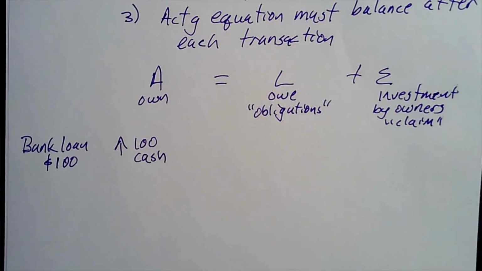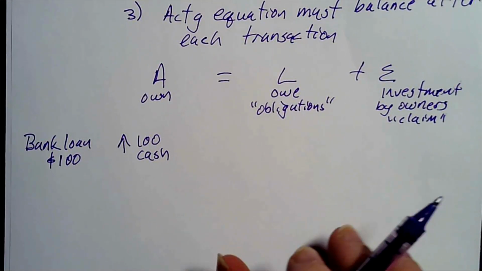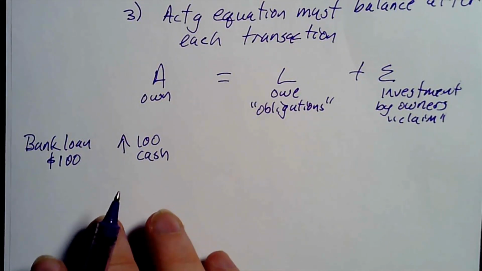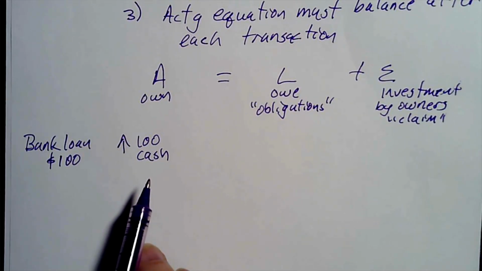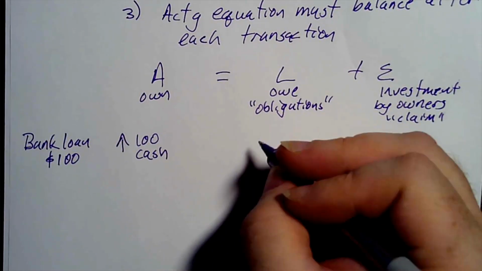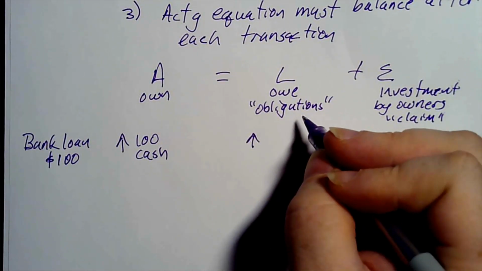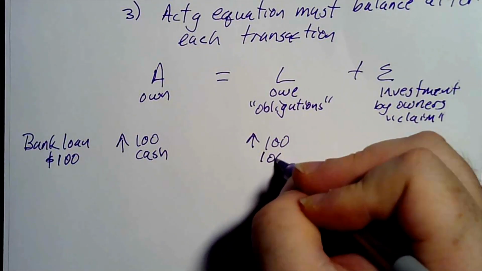Now, remember, the accounting equation must balance. Does it balance? No. One side is $100 more than the other side because there's nothing on this side. Well, if the company stopped today, if we took out the loan and we stopped, wouldn't we have to pay the $100 back to the bank? In other words, don't we have an obligation to the bank? So not only did we get $100 in cash, we also increased this obligation, this liability on the bank loan.